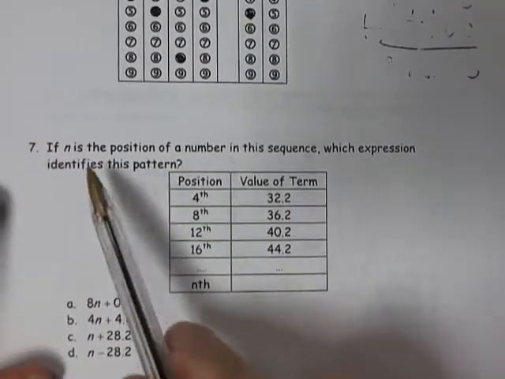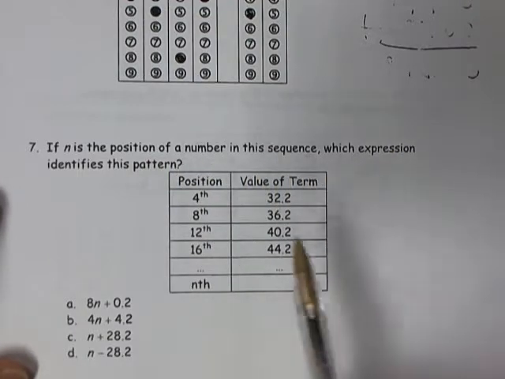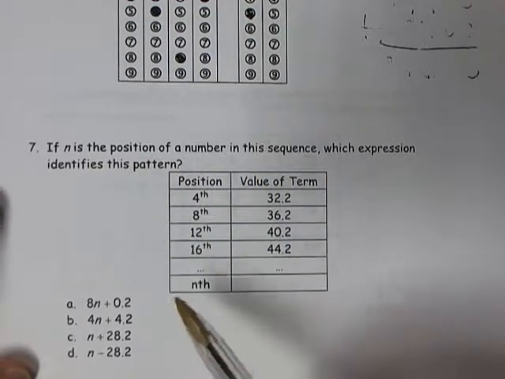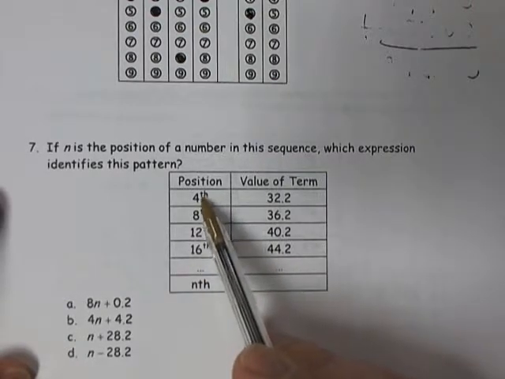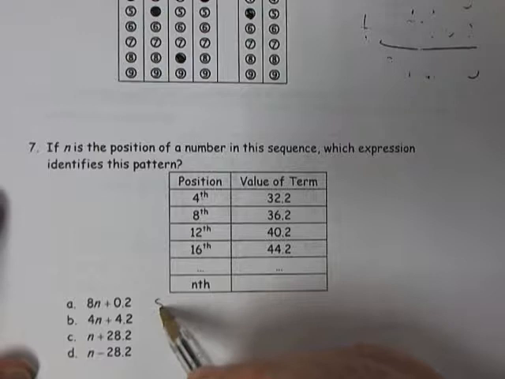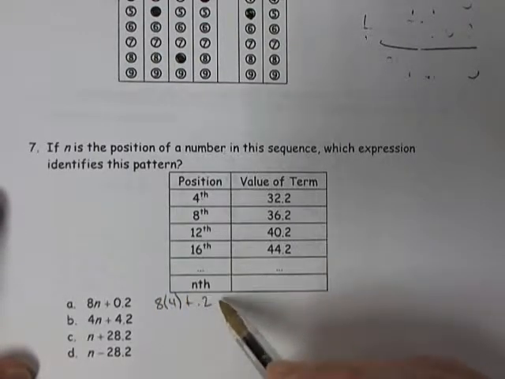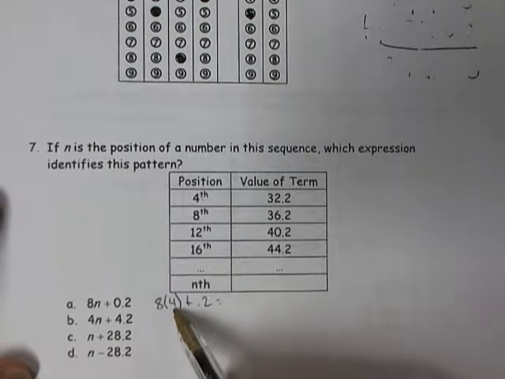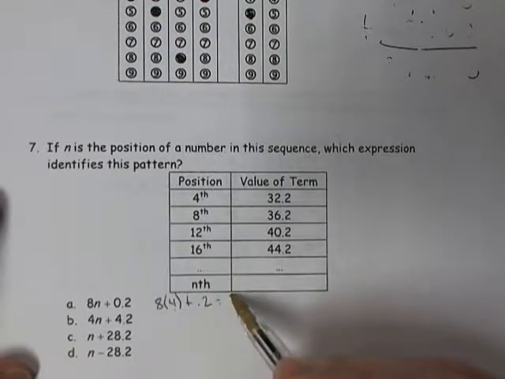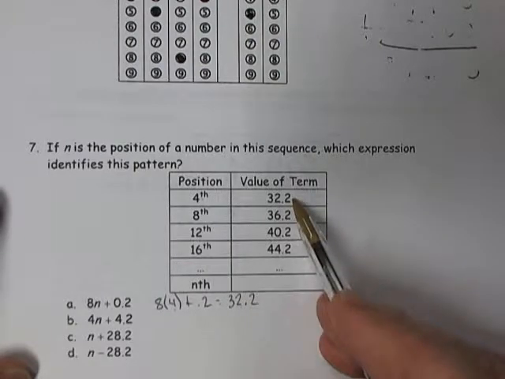Okay, another one of these. If n is the position of a number in the sequence, which expression identifies this pattern? Now we're not starting with the first position, we're starting with the 4th position, so take note of that. We're going to plug in 4 into answer choice A, where n is. So we have 8 times 4 plus 0.2. 8 times 4 is 32, plus 0.2 is just 32.2. So far answer choice A checks out.